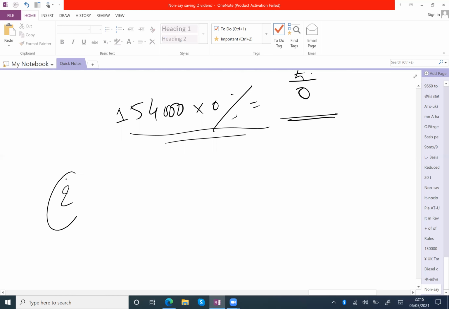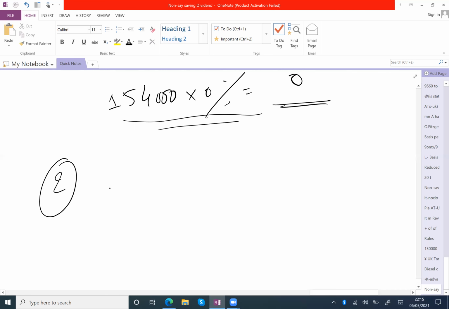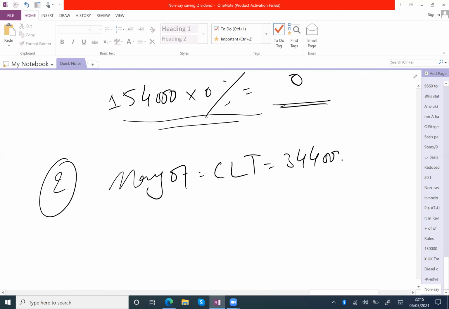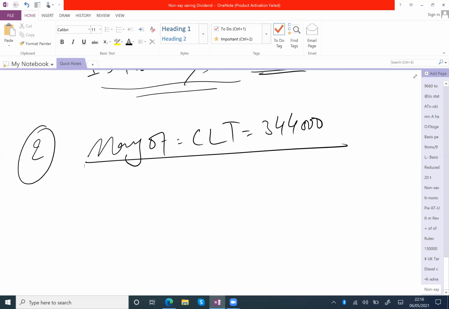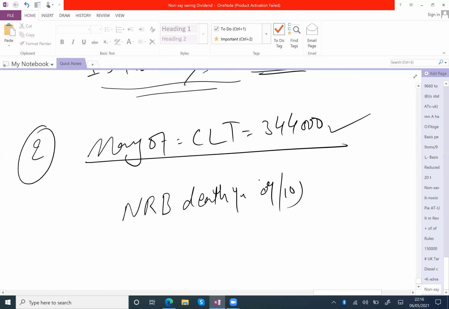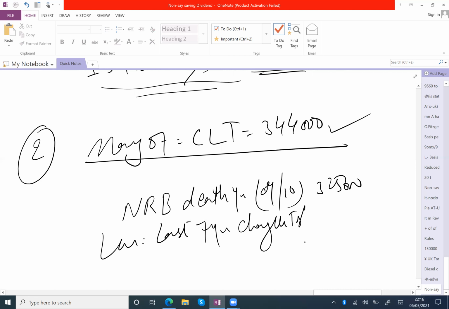Now second, from the timeline just pick the CLT, May 07, CLT value is 344,000. Now pay the death tax on this value, because the value of the CLT increased, so it doesn't affect you. You will pay the death tax on the lifetime value of 344,000 from the timeline. So firstly check the NRB at death year 0910, 325,000 less last 7 years chargeable transfer. And from the gift date, obviously you made this CLT in May 07. So this is the gift date.